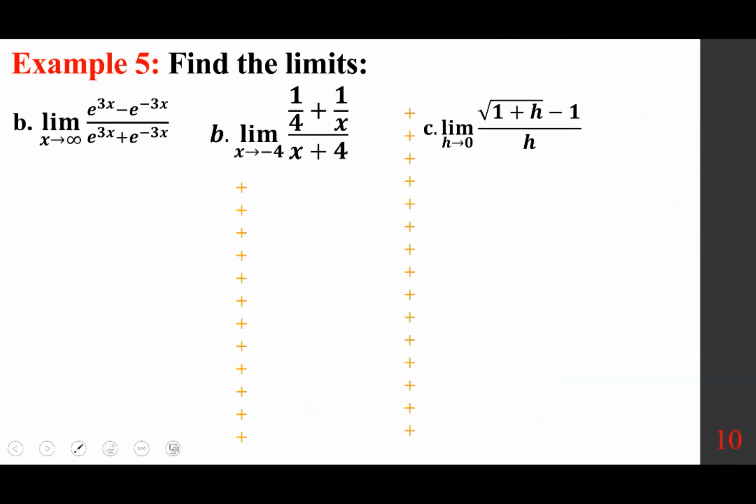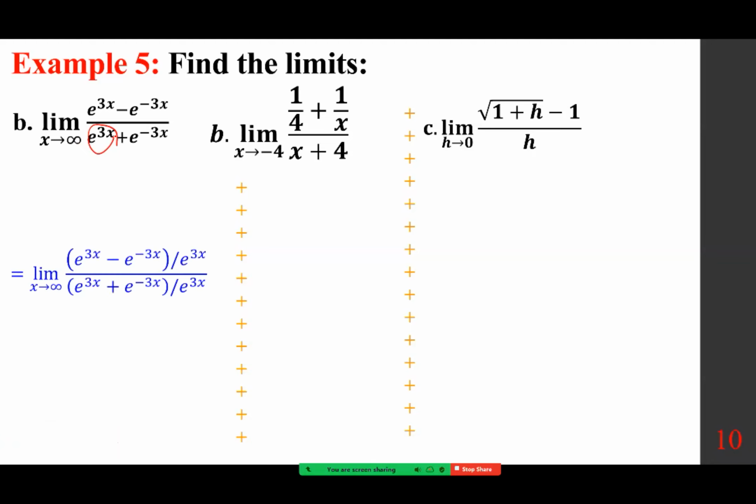Let's see what happens here. If you plug in here, you get infinity over infinity, you get 0 over 0. They're all indeterminate. And the technique, remember, when x approaches infinity, for a rational expression is to divide by the highest degree term in the denominator, you're going to divide by e to the power of 3x in the denominator. Okay?